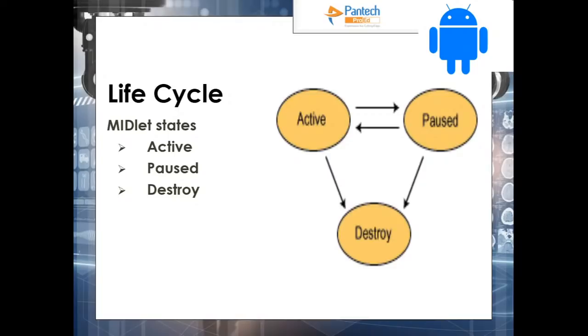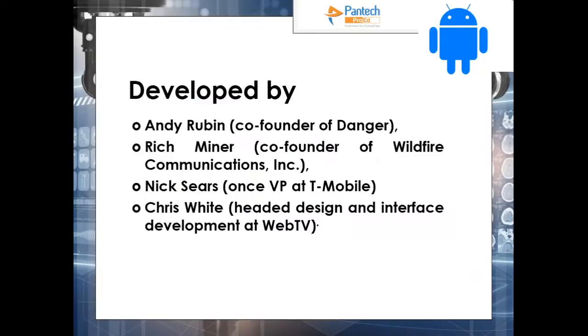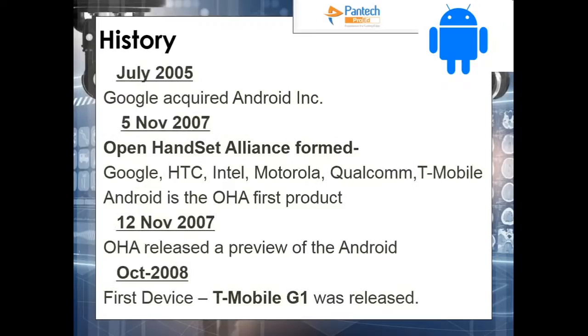Next is Android. I will tell you about Android. Android was first developed by Andy Rubin, co-founder of Danger, along with Rich Miner, Nick Sears and Chris White. These are the four original developers of Android. Then Google acquired the Android company in July 2005, and the Open Handset Alliance was formed. They called on each and every company to sign those alliances.